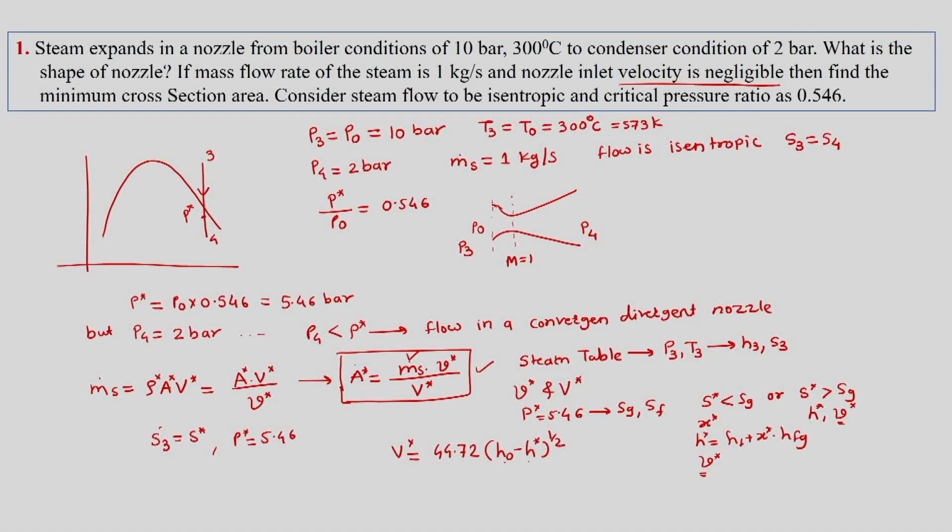In this particular example, S star happens to be more than SG. So we don't have to find out dryness fraction, we just have to find out H star from the steam table and we have to find out specific volume. So, I hope this is the way to solve this example. I have elaborated the procedure of how to solve the example. So, we will solve the next example.